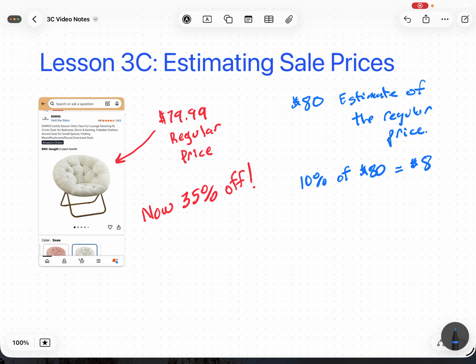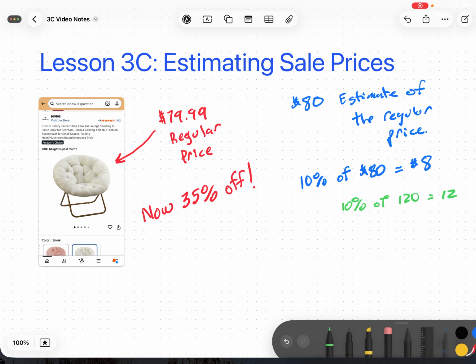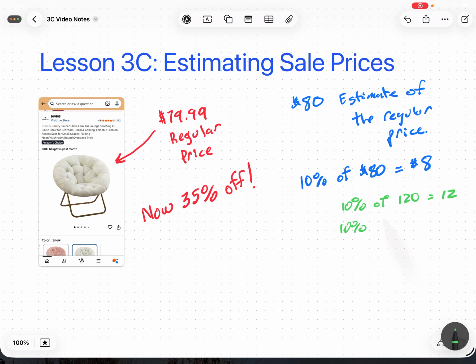So just quickly, let's do some other calculations. I'll do these in green. This is just a side note here. Side note, 10% of 120, that's 12 because I just take that 0 off. 10% of 750 is 75. We just take the 0 off. 10% of 5,000 is 500. We just take that last 0 off. So that's just a little side note.